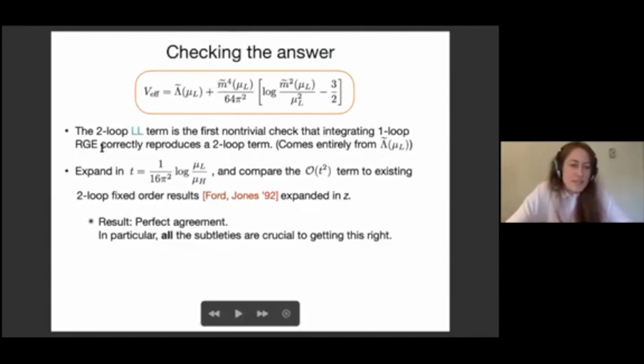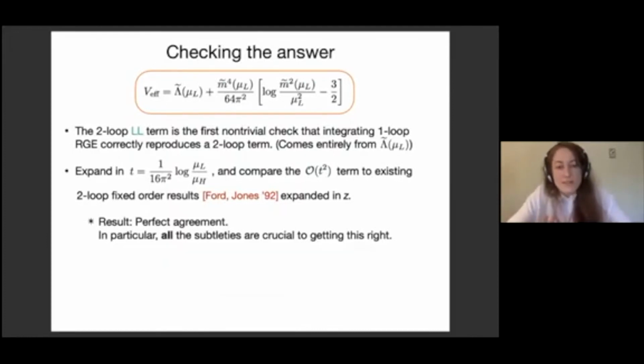And so the procedure is that I just expand out in the log that we had resummed, this log mu light over mu heavy, call it T, and then compare the order log squared term in this expansion of our result to existing fixed 2 loop order results, which also need to be expanded in Z to come to the appropriate order. And the result is that we get perfect agreement. And the thing I just want to emphasize is that all the subtleties I brought up throughout this talk were crucial to getting this agreement correct.